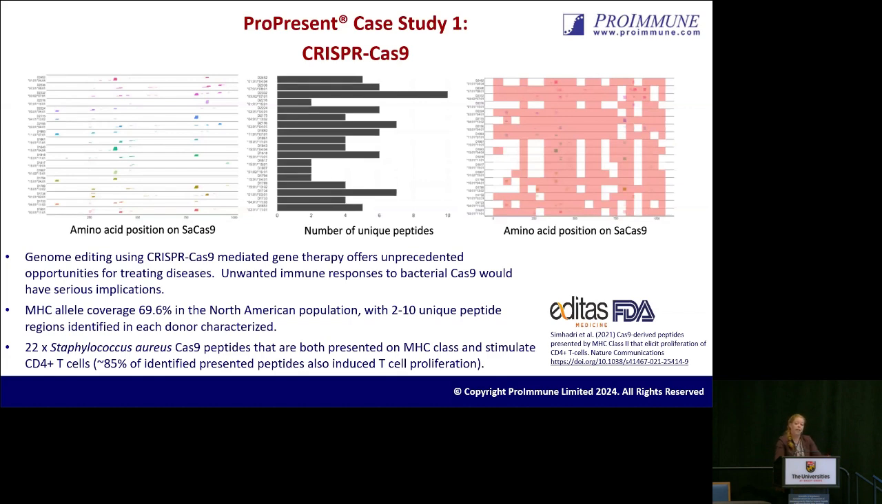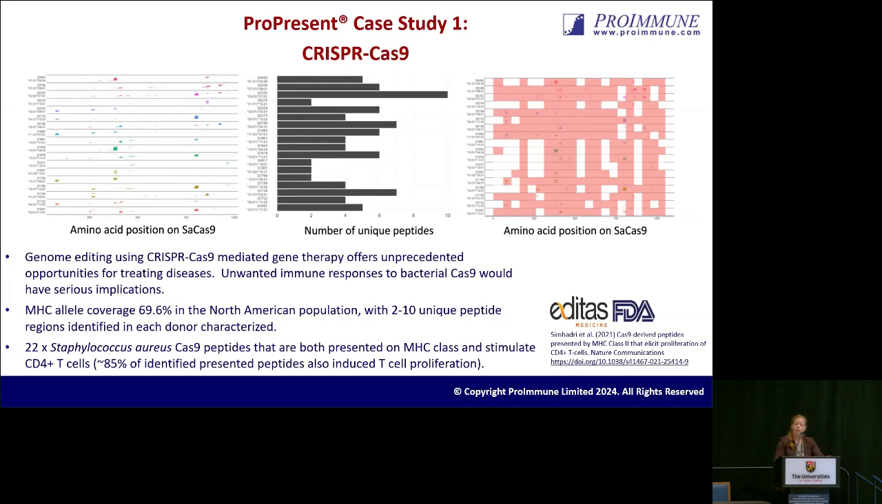And so we performed an 18-donor ProPresent study, and the alleles of the individuals used in the study are shown on the y-axis in the far left. So to give you an idea of the HLA coverage of this size study, this is about 70% of the North American population. Now, each different color represents a different donor. So you can see that multiple donors are presenting the same peptide across this Staphylococcus aureus Cas9.